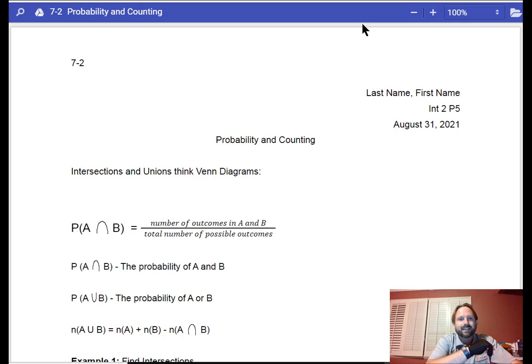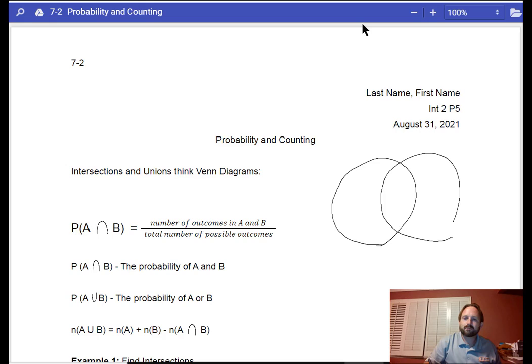Alright, so our lesson for today is probability and counting. So when we think of intersections and unions, think Venn diagrams. So here's what a Venn diagram looks like. So this would be A, and this is B. Now, in here would be A and B. A and B.